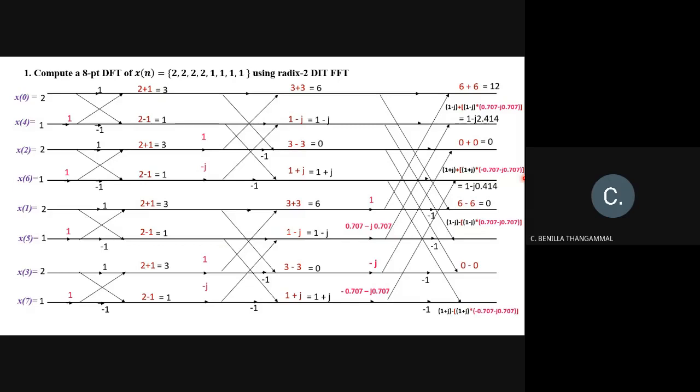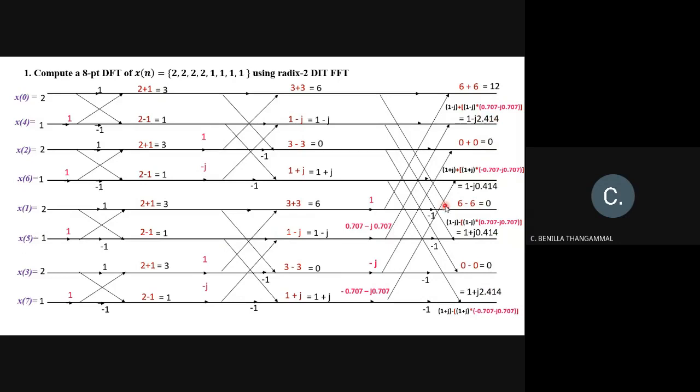Next, 6 minus 6 is 0. Again, if you try this one, you will get 1 plus j 0.414. Again, 0 minus 0 is 0. And if you press it in the calculator, the value will be 1 plus j 2.414. So in this one, your second value and your eighth value will be complex conjugates. Again, the third and the seventh will be complex conjugates, and the fourth and the sixth will be complex conjugates. So these three and these three form the complex conjugates.